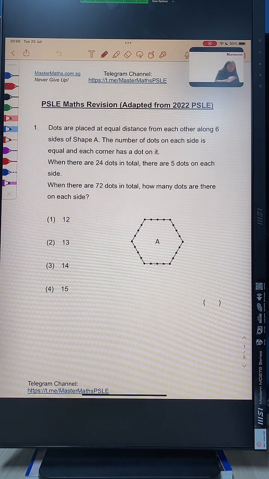Somebody is asking if there's foundation clusters in MasterMaths. Yes, we do provide P6 foundation.